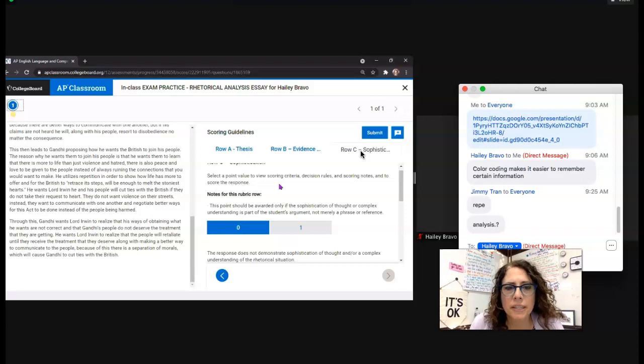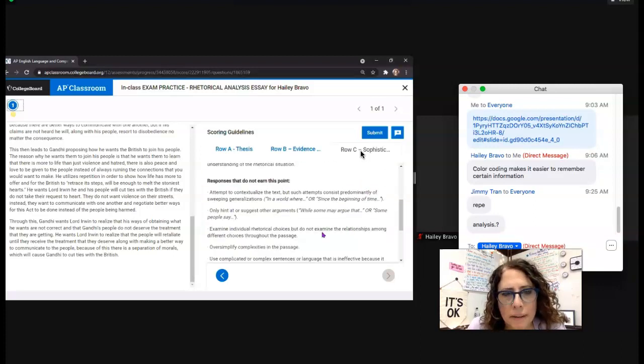Can you go down for a second to see what it does not do? Let's just see if we're right. Responses that do not earn this point, attempts to contextualize the text. I don't think she does that. Let's go down. Examine individual rhetorical devices, but do not examine the relationships among different choices throughout the passage. That's really hard to do, right? So let's put that on the side for a moment.